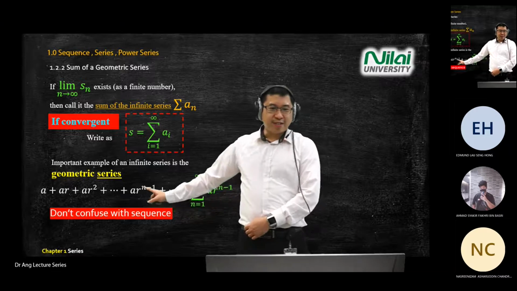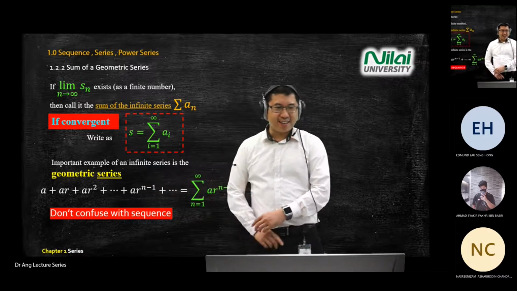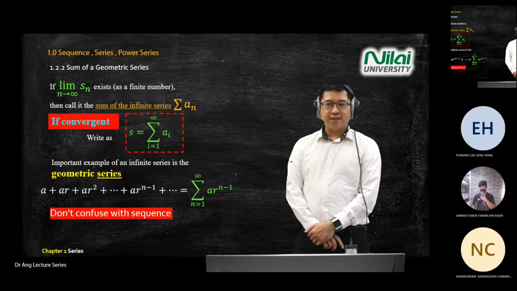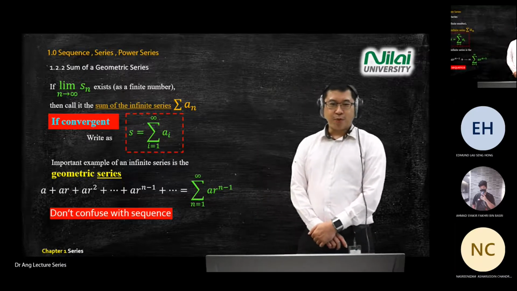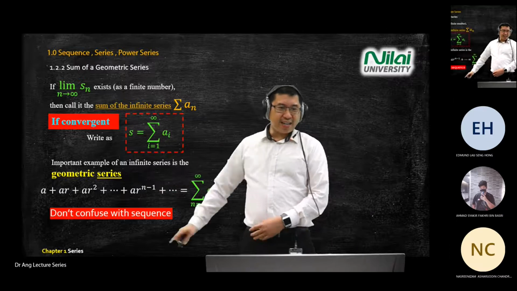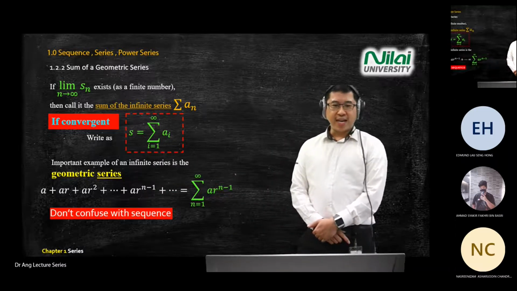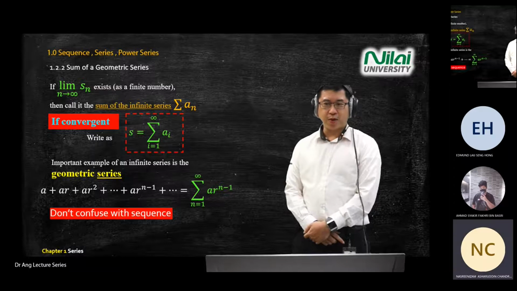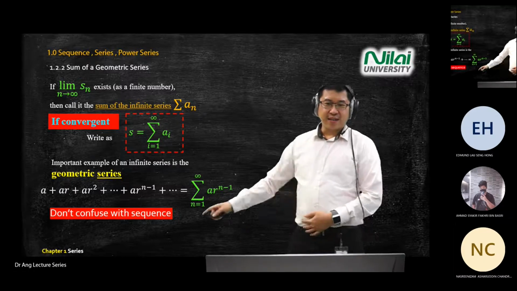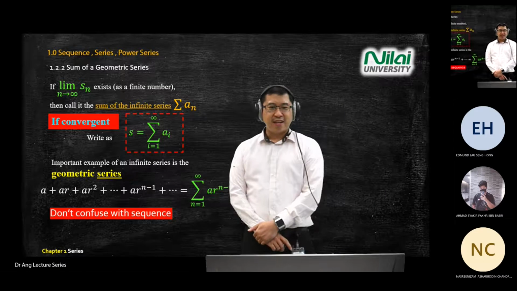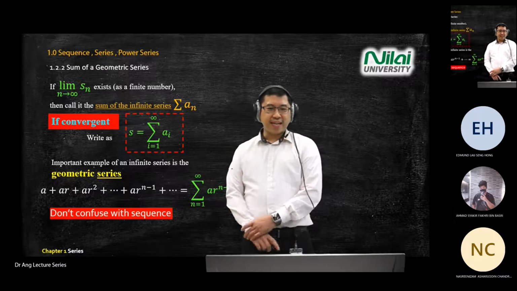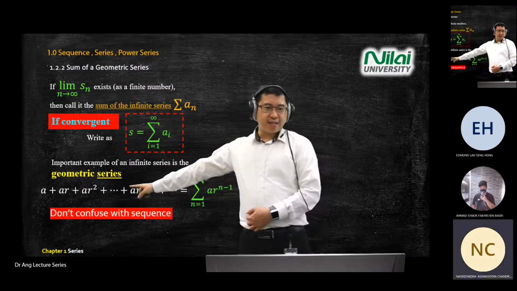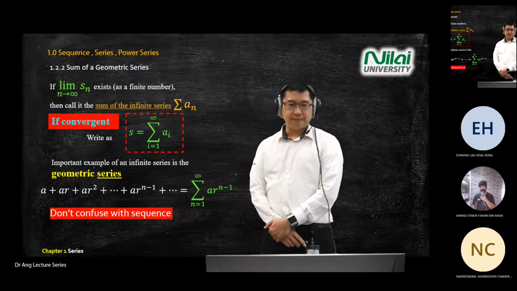If you want to write the first A in terms of AR, how do you write it? AR power what equals A? Power of 0. So AR power 0 equals A. Okay, Nizam, look at the second term, the second AR. AR power what? The R is R power 1.